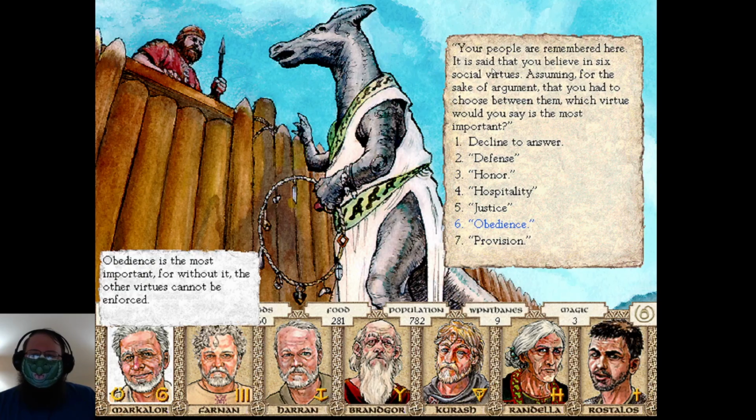Your people are remembered here. It is said that you believe in 6 social virtues. Assuming for sake of argument that you had to choose between them, which virtue would you say is the most important? Obedience, without the virtue, cannot be enforced.